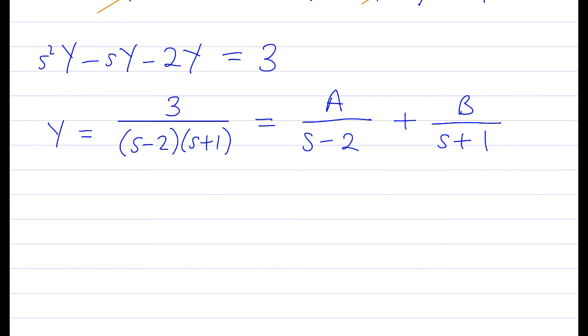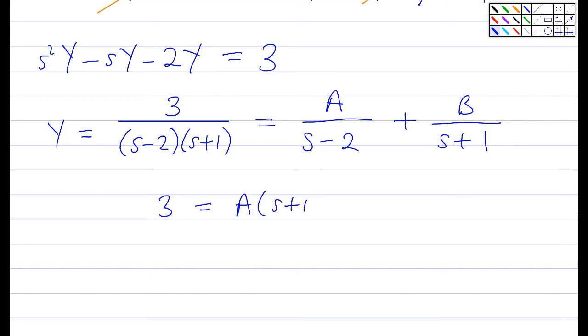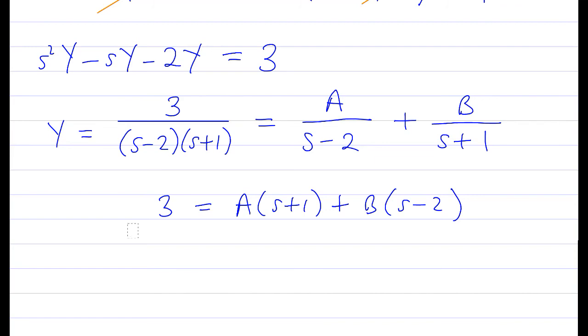The way we do this is that we multiply both sides of this big equation by this denominator, and I get 3 equals A times (s plus 1) plus B times (s minus 2). Okay, I'm going to move that over here.